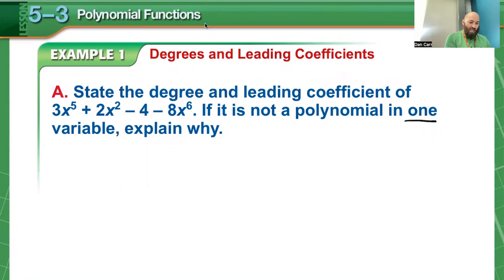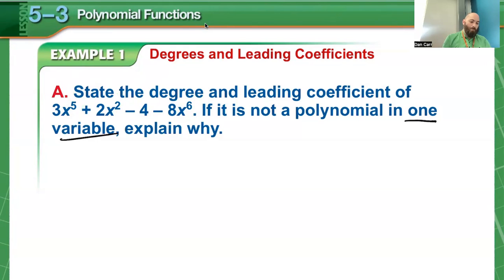So notice how we're saying in one variable. Quick check on that. Everything is x, so we don't have to worry about the one variable part. We also double check, is it a polynomial? Yes. All of my exponents for the x's are positive integers, so we don't have to worry about fractions in there or negative exponents.